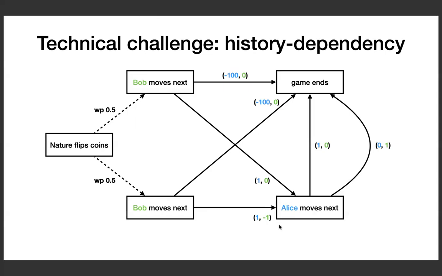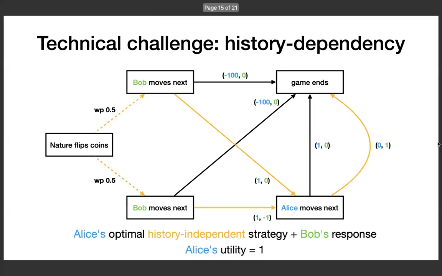And then if we are in this node, then it's again Alice's turn to move. Alice can do two things. Alice can either take this action, which gives Alice utility 1 and Bob utility 0, or Alice can take this action, which gives Alice utility 0 and Bob utility 1. So what does the optimal Stackelberg equilibrium look like when Alice is the leader? If we don't have history dependency, that is, if we require the strategy to be history independent, then Alice's optimal commitment looks like the yellow strategy.